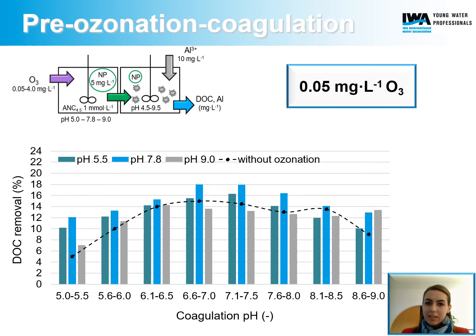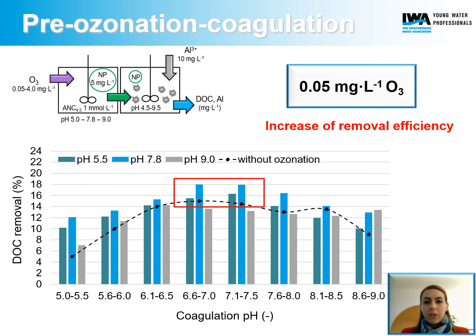And look at this. In the case of pre-ozonation with the dose of 0.05 milligrams per liter of ozone and ozonation pH 5.5 and 7.8, the removal efficiency increased throughout the range of coagulation pH. It was probably caused by a change in the charge properties of the non-proteinaceous fraction from uncharged to charged.